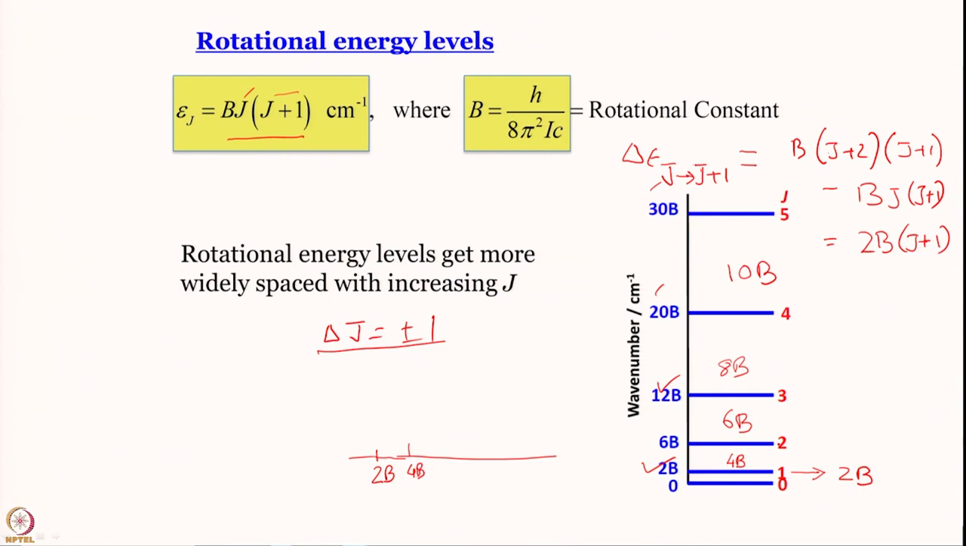Then again you cannot go from 1 to 3, you can go from 2 to 3, that energy gap is 6B. The next one is 8B, next one is 10B, and so on and so forth. So, what you end up getting is spectra with lines that are equispaced for a rigid rotor. So, what we get is equispaced line spectra.